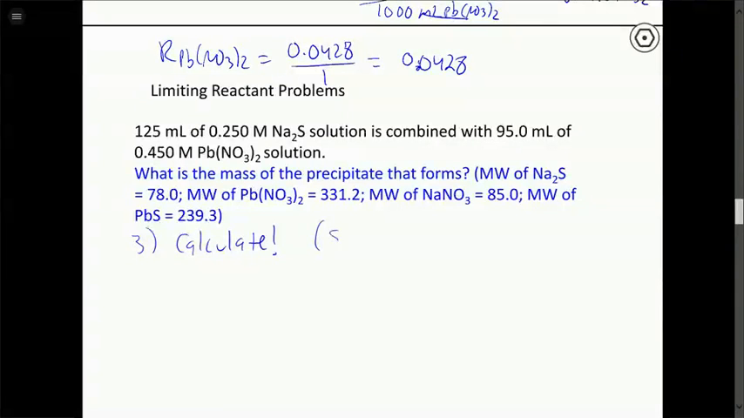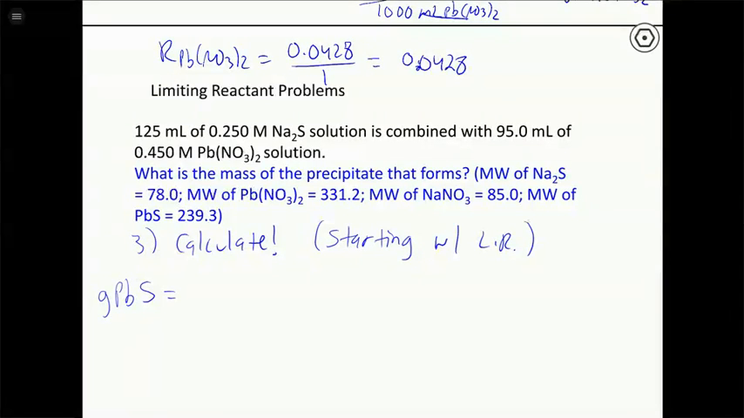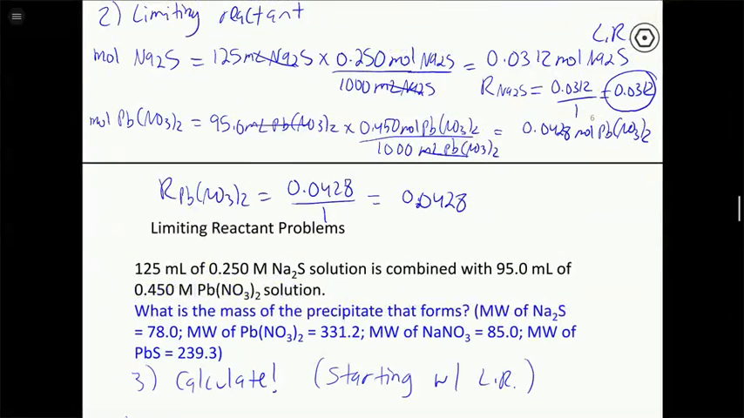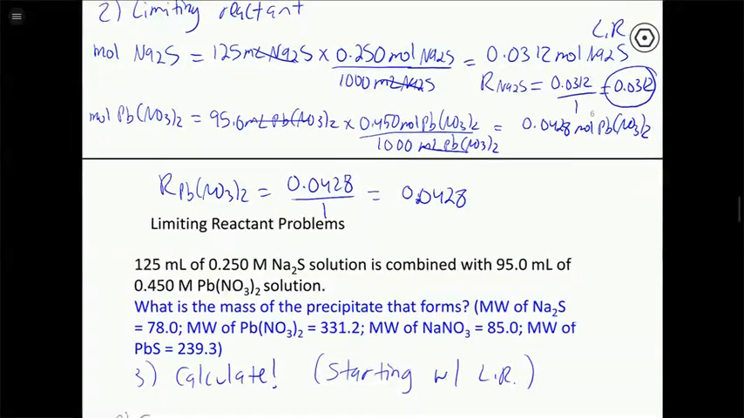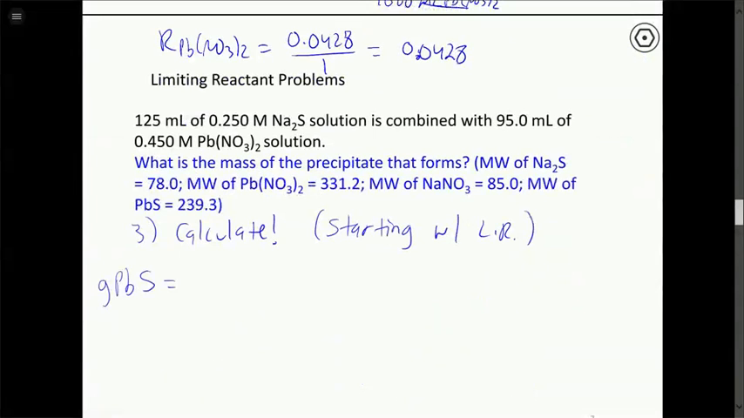And remember, anytime we're doing a stoichiometry problem where limiting reactant is important, you have to start with the limiting reactant in your calculation. So we're looking for the mass of lead sulfide that forms, that's our precipitate. We've already calculated the moles of our limiting reactant, so we can just start with that amount. Up here we found that there's 0.0312 moles of sodium sulfate, which we then determined was the limiting reactant. So we don't have to go all the way back to the beginning. We can start with that intermediate calculation, 0.0312 moles of sodium sulfate.